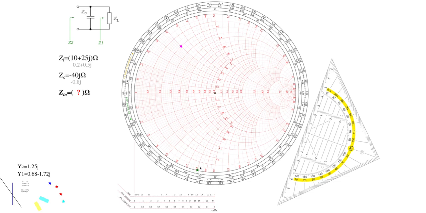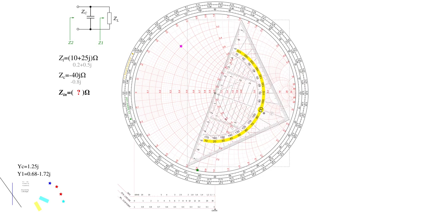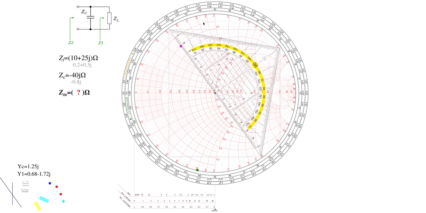Okay, now we have the two impedances. For these two impedances, I need to know the admittances. The admittance I can find by mirroring my point here over the center to the other side. For that, I use my triangle. I have to place it here in the center. Okay, and now I can use the triangle to mirror my point. We are here at 5.9 centimeters. That makes it on the other side to be 5.9, which is somewhere here. So that would be my mirrored point.